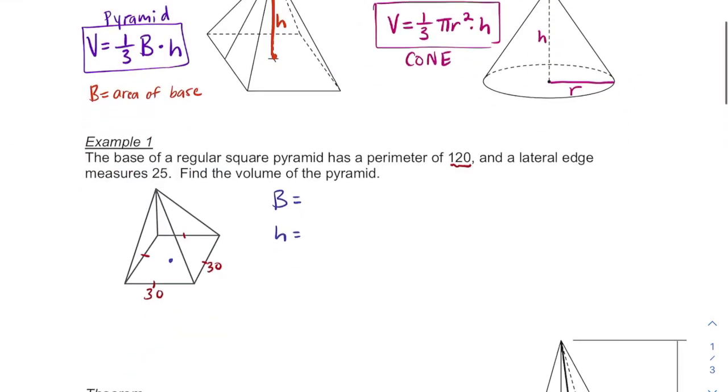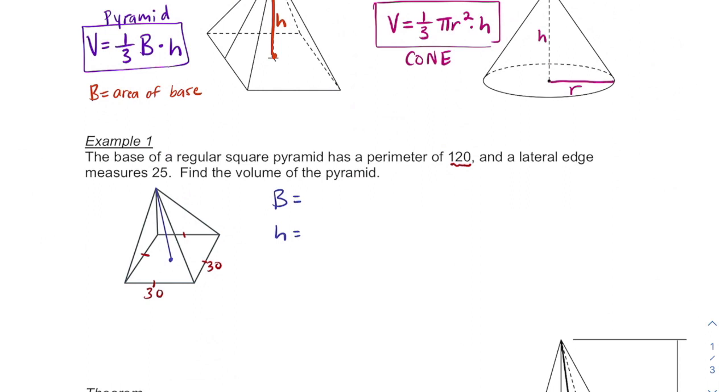What I would encourage you to do is to draw a dot in the middle of the base and connect that to the vertex of your pyramid. So that is our height. Even if you're not an artist, the great thing about Notability is it allows us to draw pretty good shapes here. Okay, so area of a square is side squared, so that would be 30 squared. And 30 squared is 900. So this base has an area of 900. Now we just need to find the height.